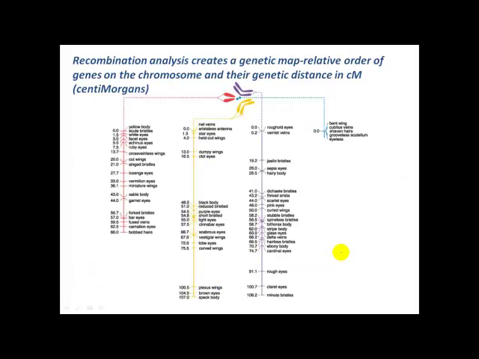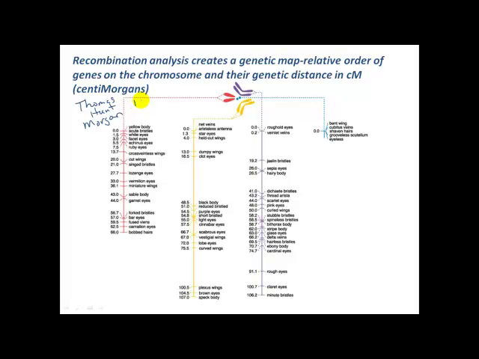So let's see how that would work. This is exactly the sort of technique that was used to determine the first genetic maps. And what we're looking at here is the genetic map that was created for Drosophila, or fruit fly. And this was created by Thomas Hunt Morgan's research group. And they used this technique of recombination frequency to map all of those genes to physical locations on the chromosome.